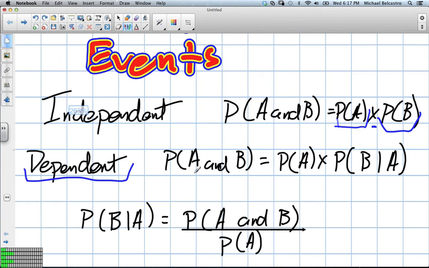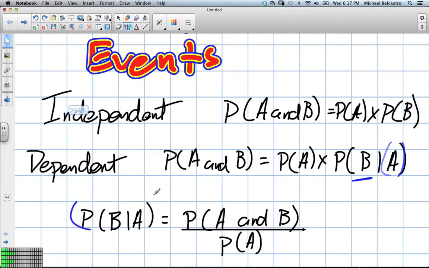Dependent events are where one event, in this case event A, needs to happen in order for event B to occur. Okay? So with dependent events, your probability of A and B happening is the probability of event A times the probability of event B given that A has occurred. Which means A weighs in on event B. It changes its original probability had it maybe happened first.